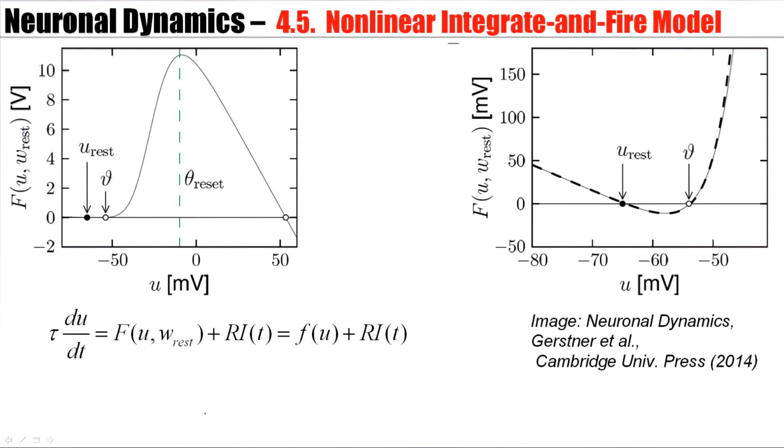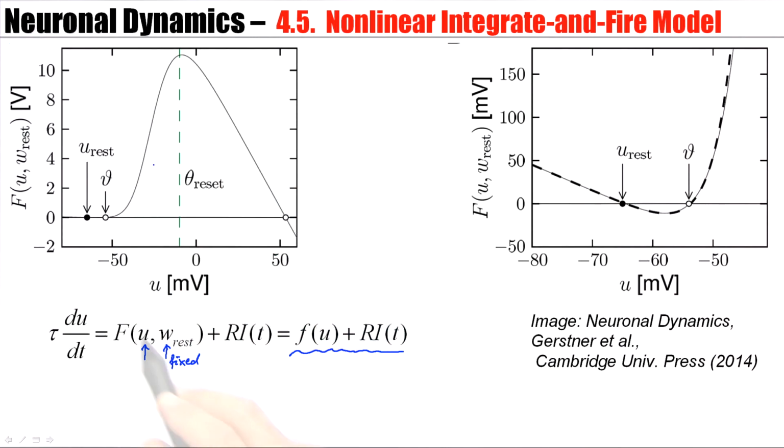Now, we can plot this function. I evaluate, for fixed w rest, the function f of u. And this is now a function of a single variable. It's a function just of the voltage. w rest is a fixed parameter. That means I can rewrite this as a one-dimensional differential equation with some nonlinear function f of u. And this is how this function looks.